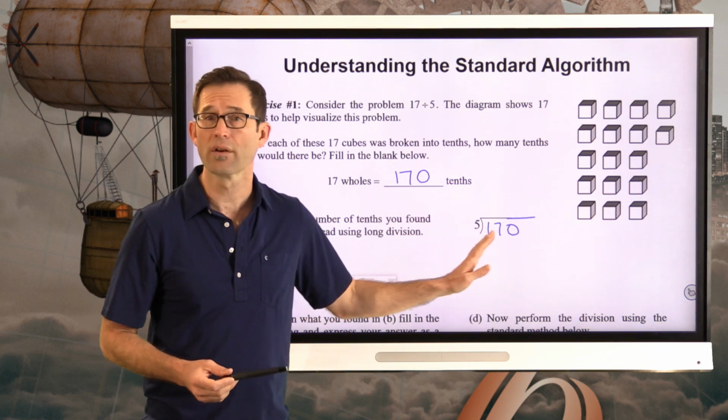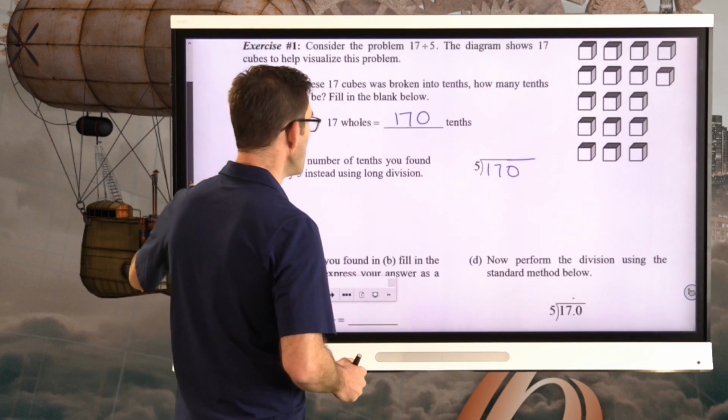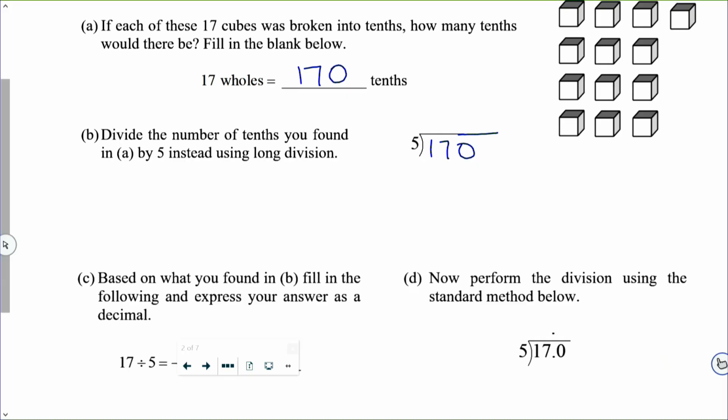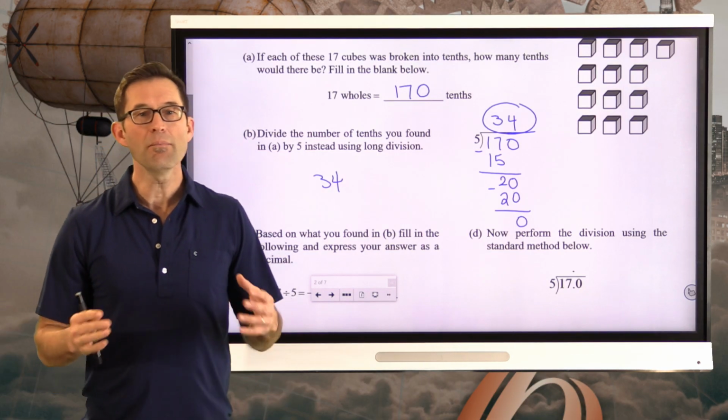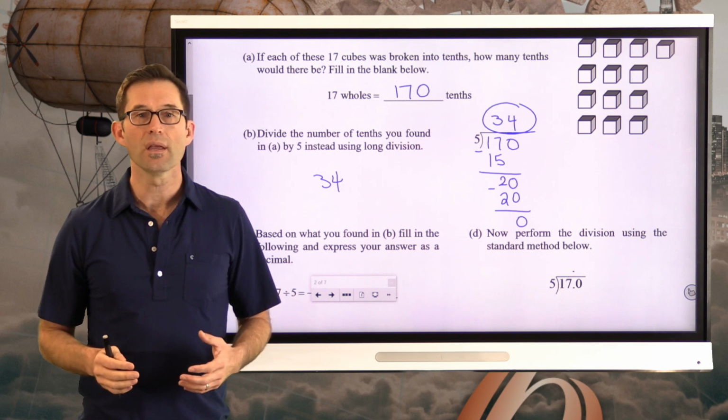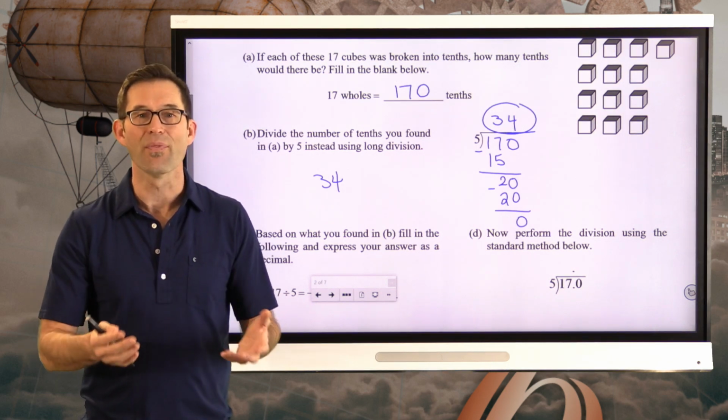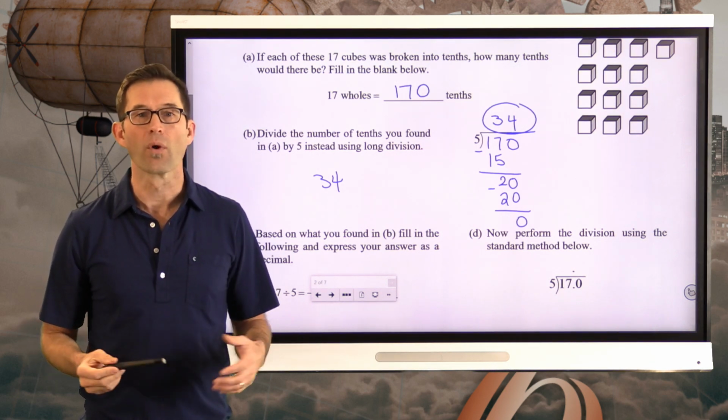Well, we all know how to do long division like this, so let me bring the screen up a little bit and do it. 5 goes into 17 3 times. That gives us 15. We subtract and get 2. We drop the 0 down and get 20. 5 goes into 20 4 times. And we subtract, and we get a remainder of 0. So we have an answer of 34. But keep in mind that what that really is, is 34 tenths. It's not 34, it's 34 tenths.